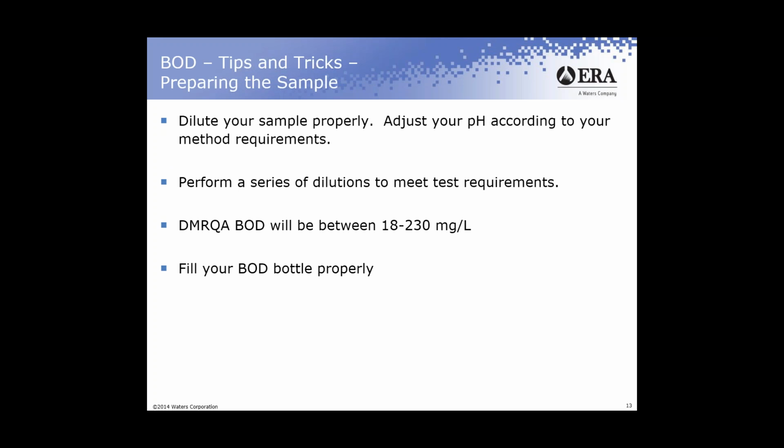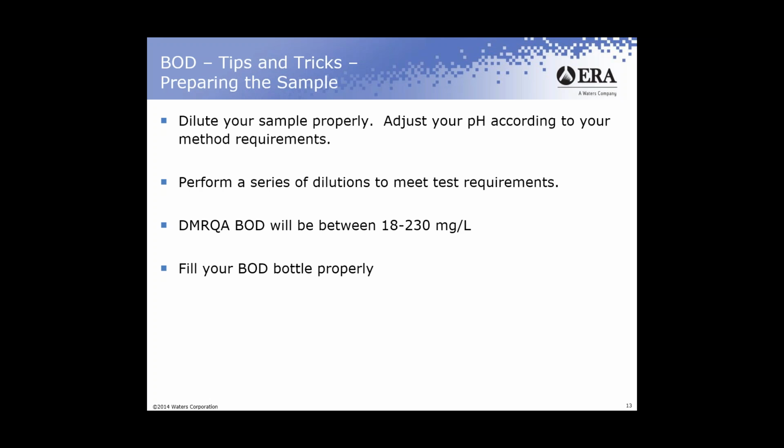So then we've got to prepare the sample. Whether we're analyzing a field sample, whether we're doing our raw, whether we're doing our effluent, or whether we're preparing a PT sample for analysis, we want to make sure that the sample is diluted properly, most notably making sure that we adjust our pH according to our method requirements. Again, we discussed Standard Methods having a couple of different requirements in there, either 7 to 7.2 or 6.5 to 7.5. You want to make sure that pH is adjusted properly.